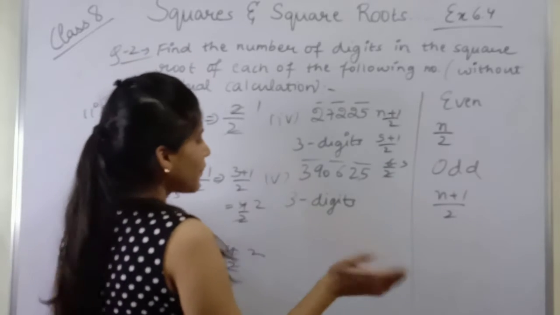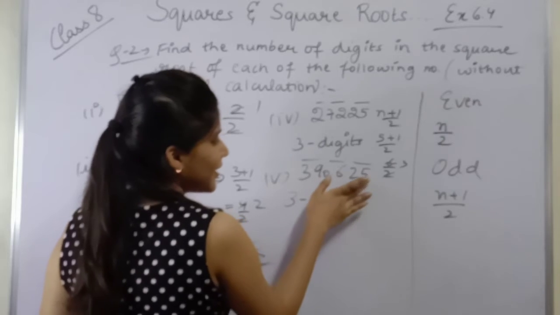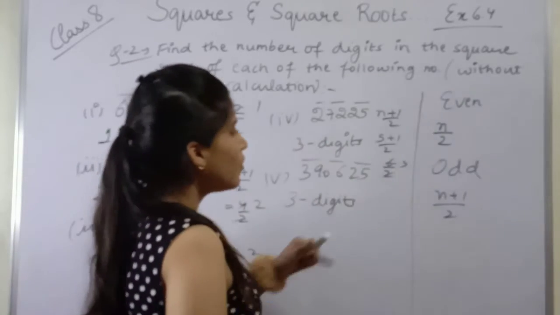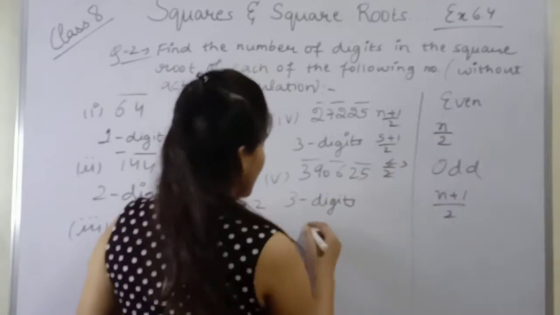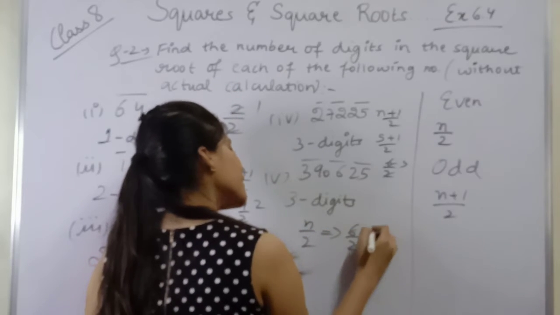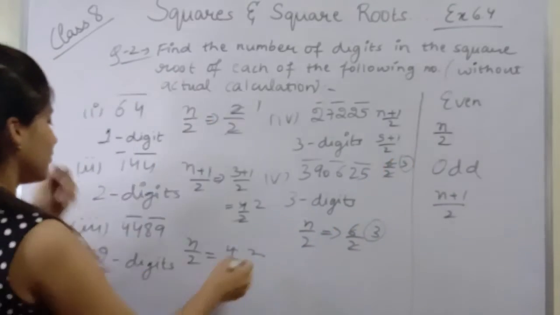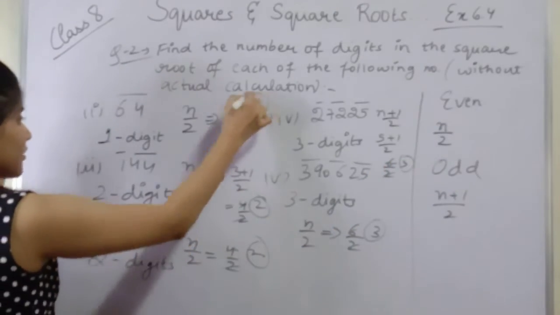Now last part. Let's count the number of digits. 1, 2, 3, 4, 5 and 6. So 6 is an even number. So n by 2. 6 by 2. 6 by 2 is 3. So 3 digits. I hope now this concept is clear to you.